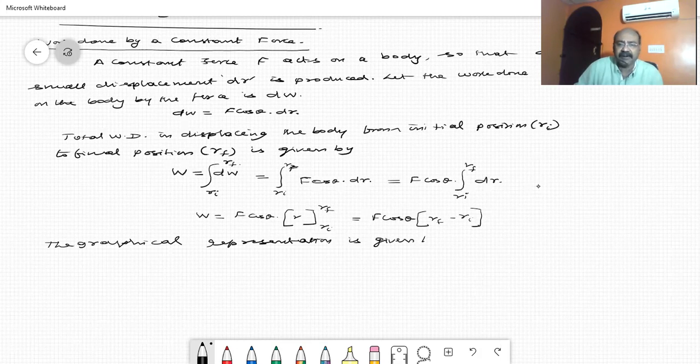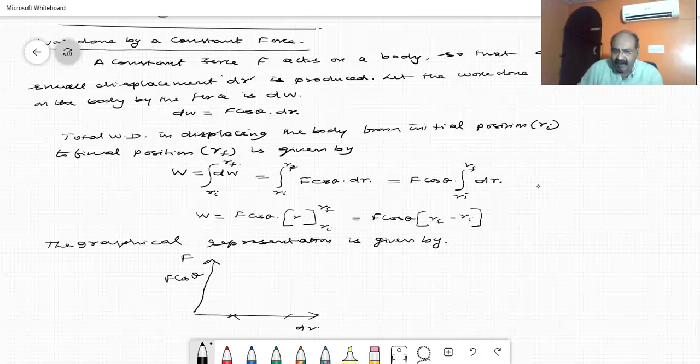How can you get this? See, you have the y-axis. On the y-axis, let us consider the constant force that is available. On the y-axis, I have taken the component of force, and along the x-axis, I have taken the displacement dr. In this displacement, I have taken two positions. One is the initial position Ri, another one is the final position Rf.